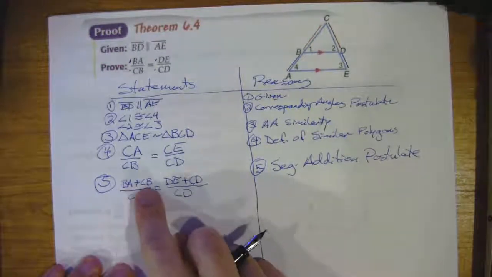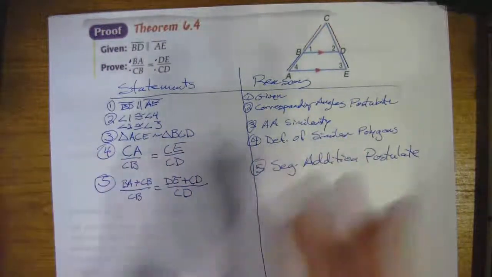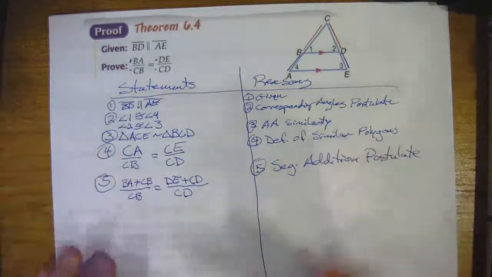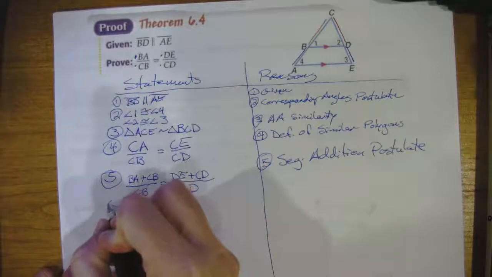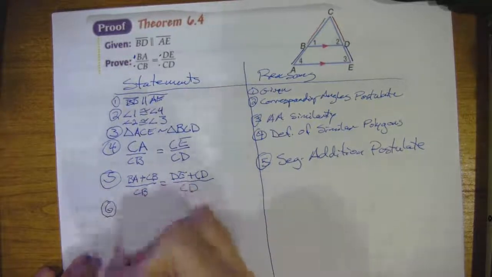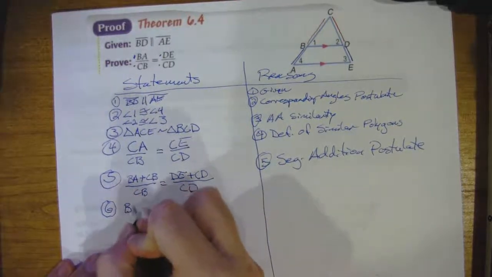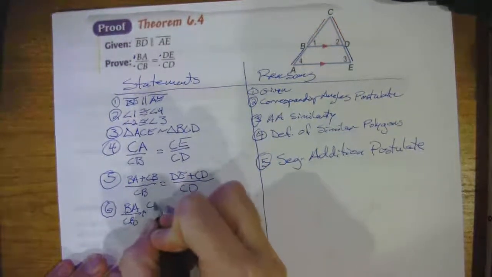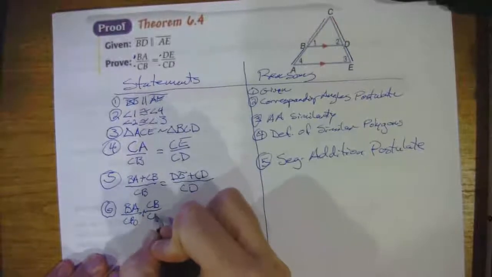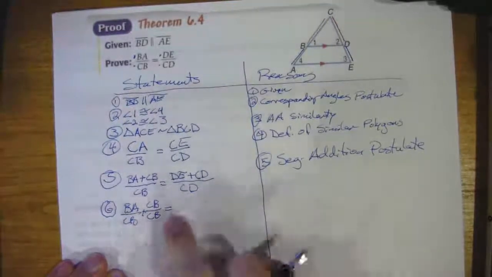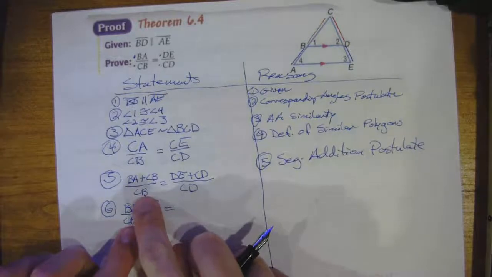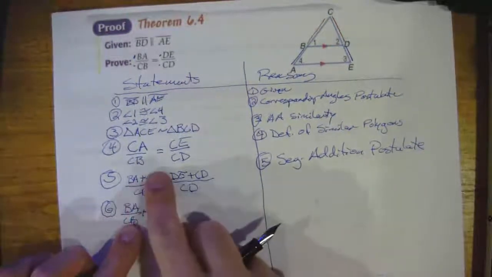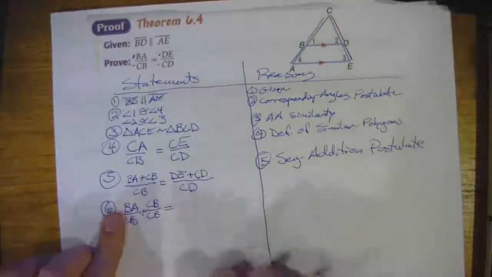Cool. Now, I'm going to break this up. I can take the BA and the CB and I can separate those into two distinct fractions. Right now it's a sum, and I'm going to break it up. All right. So 6. Here we go. I'm going to write BA over CB added to CB over CB. Because notice, when we're adding fractions, the denominator doesn't change. So if I were to add these two fractions, it would look like BA plus CB over CB. So all I did was separate that out.